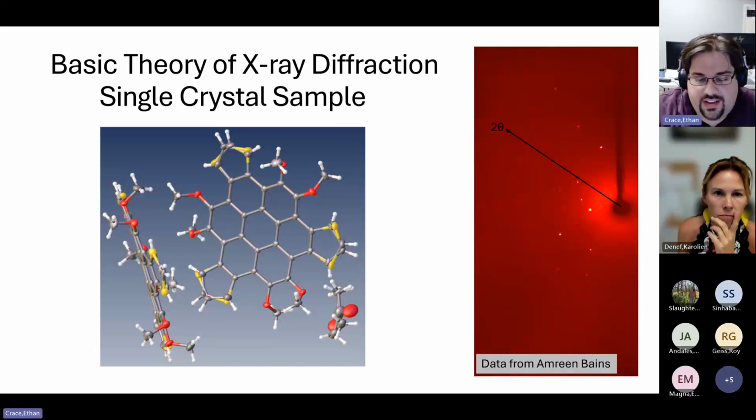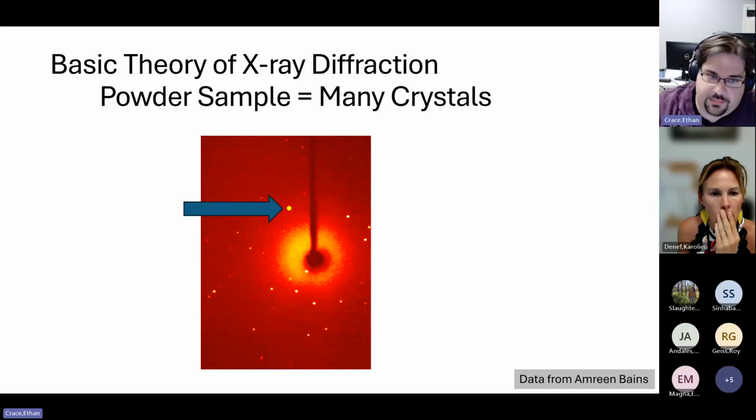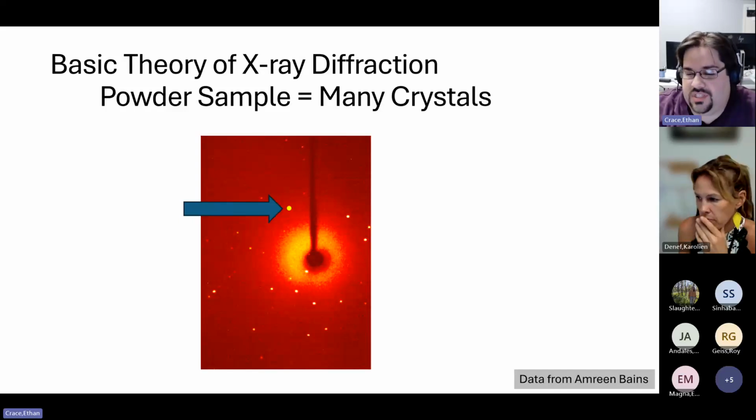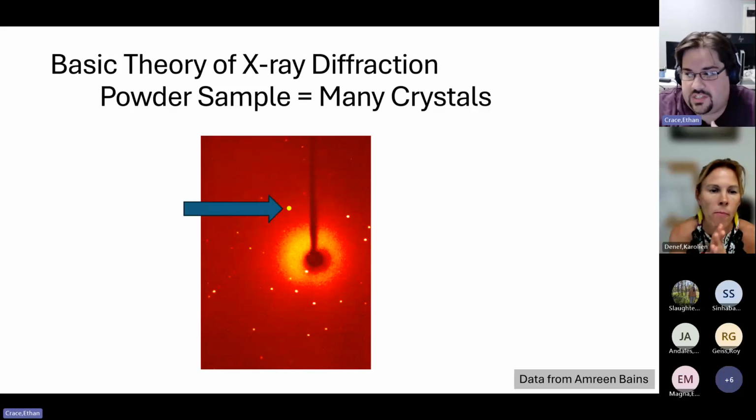Now, for those of you that haven't grown single crystals before, it is hard. It is a difficult thing to do. So more likely, you're going to be working with powder samples, which the way to think about powder samples is they're just a bunch of crystals that are all randomly oriented relative to each other.